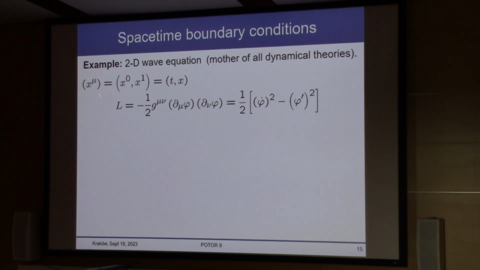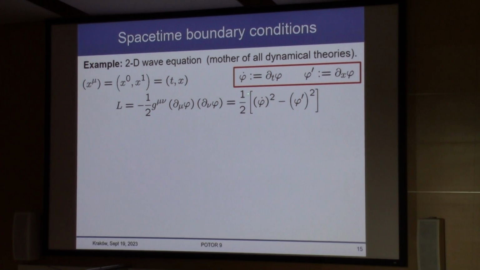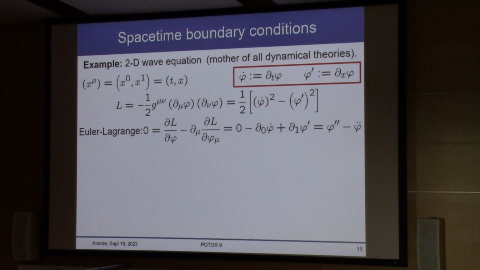So the space-time is two-dimensional. The parameters are t and x. I always use a dot for the time derivative and a prime for the space derivative. So the Euler-Lagrange equation is simply the wave equation.